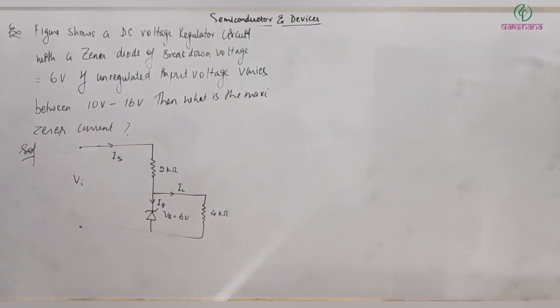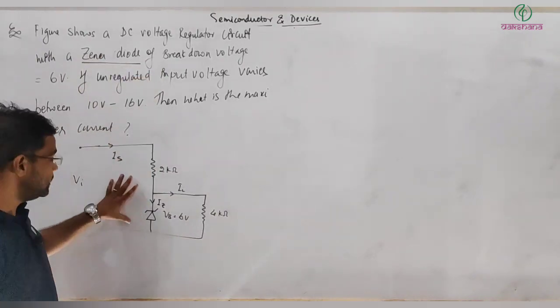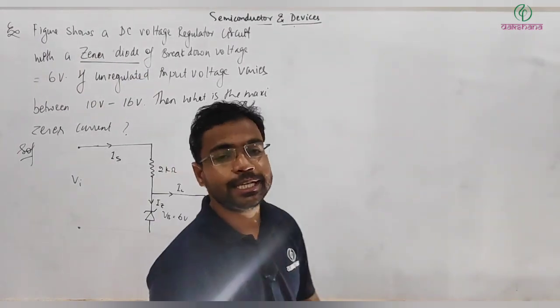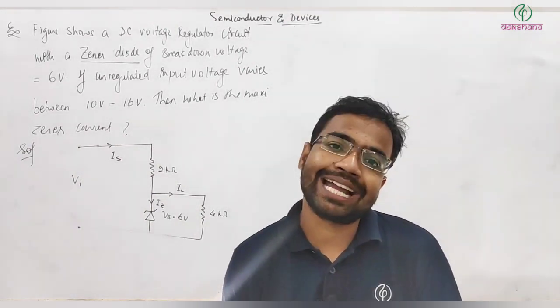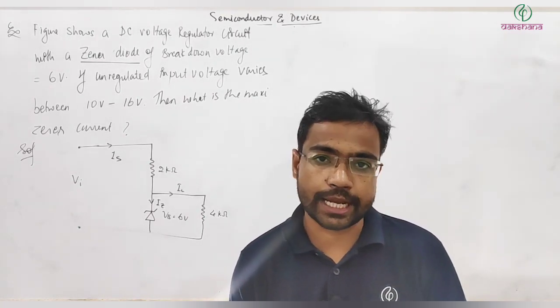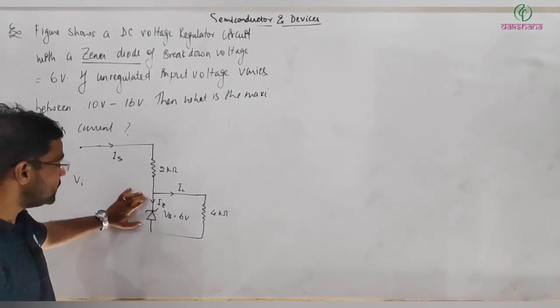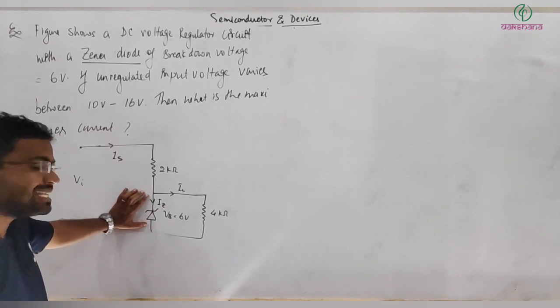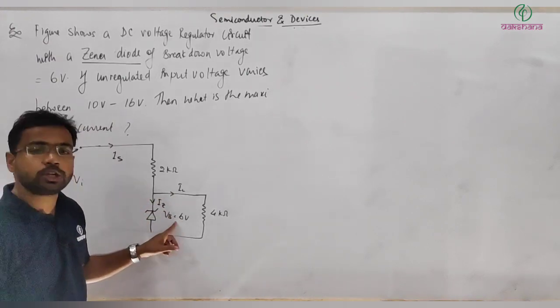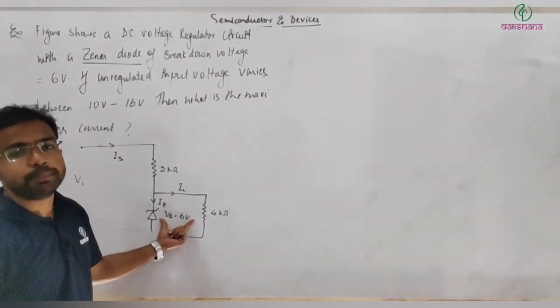Okay, so next problem. Here a figure shows a DC voltage regulator circuit with Zener diode. So here Zener diode is used as DC voltage regulator. You must be aware of how a Zener diode works as a voltage regulator. Now this is the situation, and breakdown voltage is 6 volt. So as soon as the voltage across this diode reaches beyond this, it will not allow the voltage to increase. It will simply pass the maximum current so that the voltage can be maintained at 6 volts.